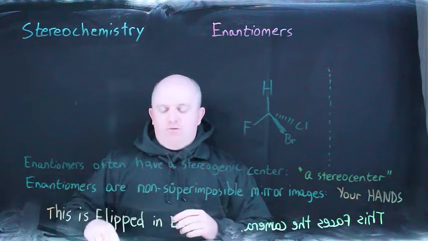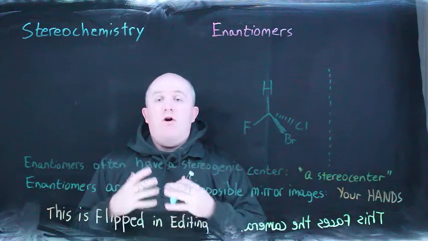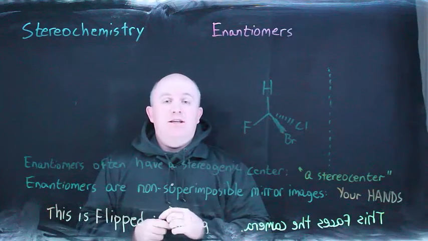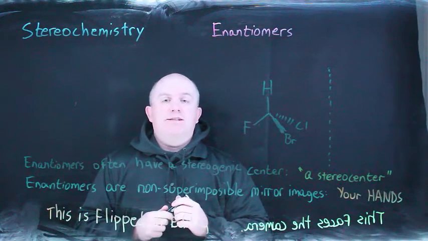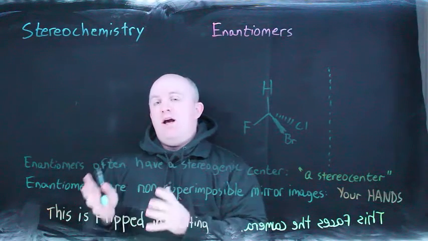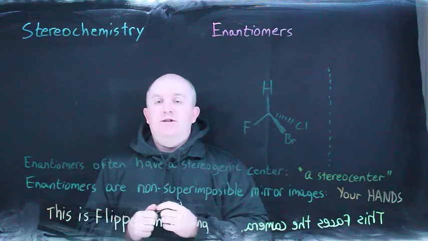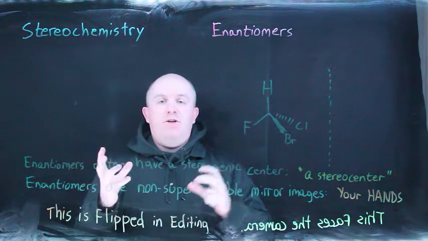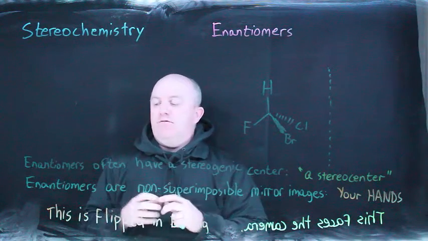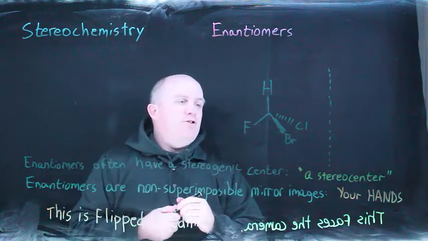Moving away from the realm of your hands to the realm of molecules, one thing that is often true about pairs of molecules that are enantiomers is that they will have one or more stereogenic centers. This is not always the case. You can definitely have enantiomers that do not have stereogenic centers, but most often, a pair of enantiomers will be a situation where you have a molecule that has a stereogenic center and its partner, the other enantiomer, will have that stereogenic center flipped. So often they will have a stereogenic center. In other words, a stereocenter is usually the way it's called.